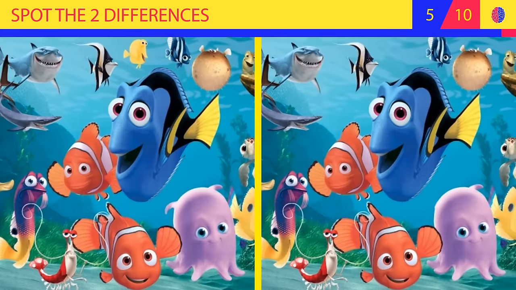Picture number five. Focus on the pictures.